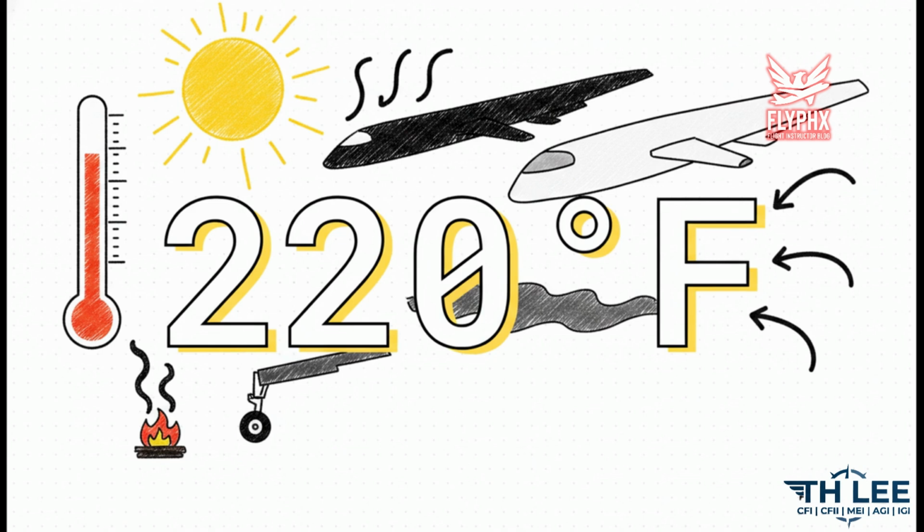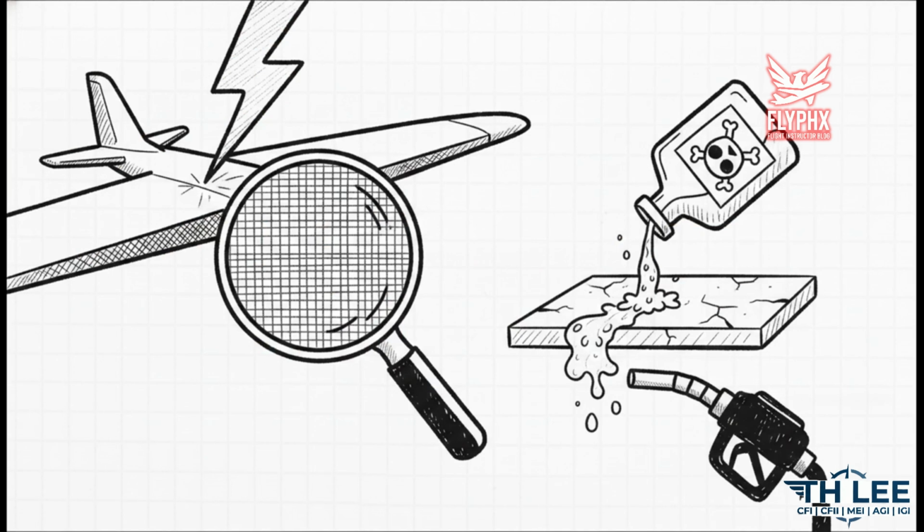This is exactly why composite aircraft often have strict, specific recommendations for allowable paint colors, frequently requiring white paint to reflect that thermal energy. To put it in perspective, even a quickly extinguished small brake fire can permanently destroy a composite landing gear leg. We also have to actively protect composites from lightning and chemicals.